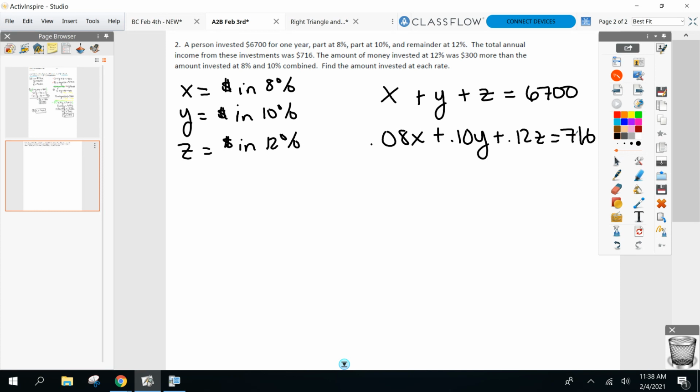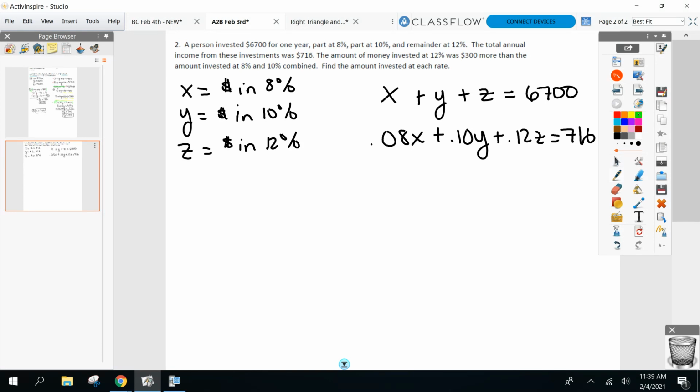I don't know how many of you like working with decimals. Yes, no, maybe? All right, I'm going to show you this anyway. I'm not a big fan of decimals. So if you want to not work with decimals, get rid of them. What I mean by get rid of them is, instead of working with this equation we just wrote, move the decimal place over twice for every single term there. Move the decimal place over twice.